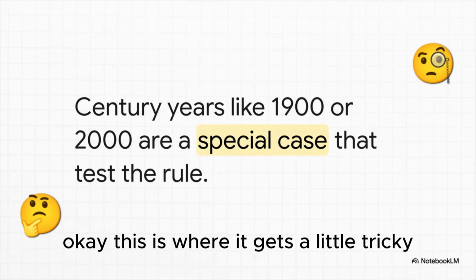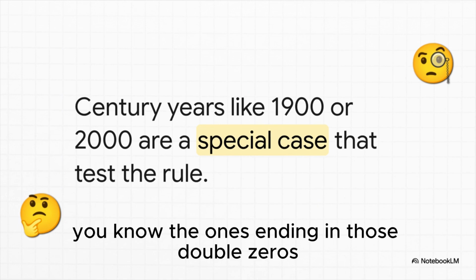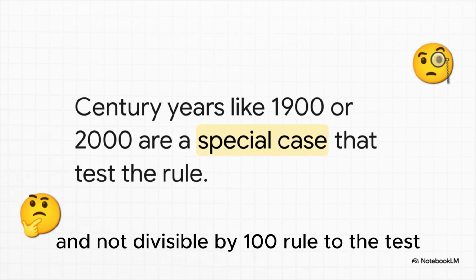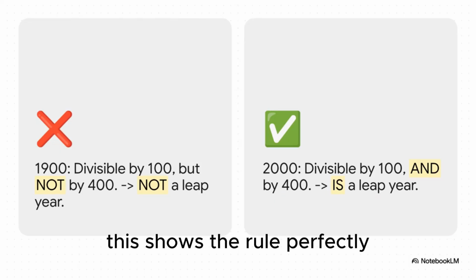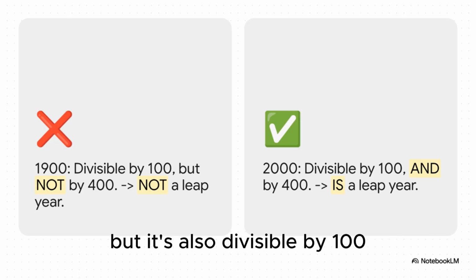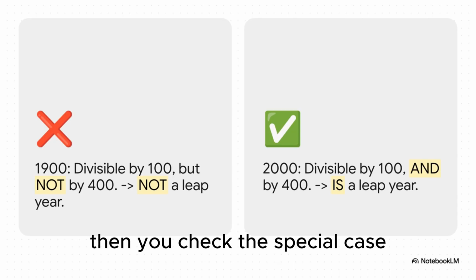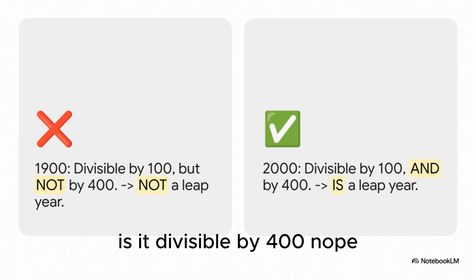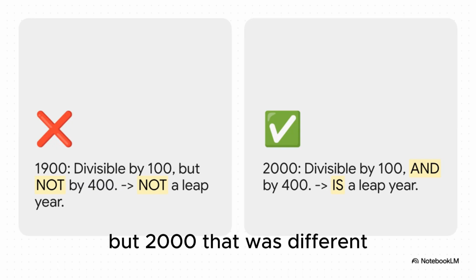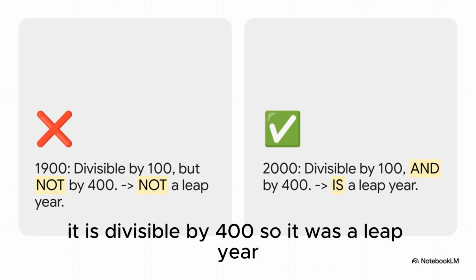Okay, this is where it gets a little tricky and honestly where most people get tripped up. The century years, the ones ending in those double zeros, really put that "and not divisible by 100" rule to the test. This shows the rule perfectly. Let's take the year 1900. Sure, it's divisible by 4, but it's also divisible by 100, which actually disqualifies it under that main rule. Then you check the special case. Is it divisible by 400? Nope, so 1900 was not a leap year. But 2000, that was different. It passed that first simple test. It is divisible by 400, so it was a leap year.